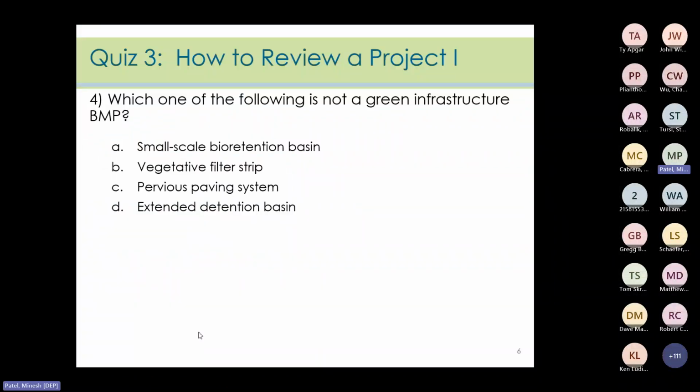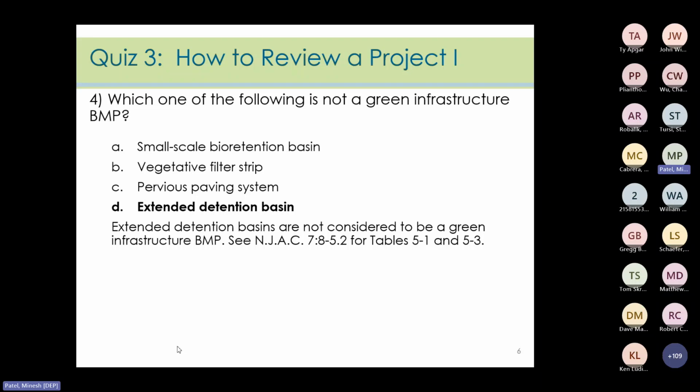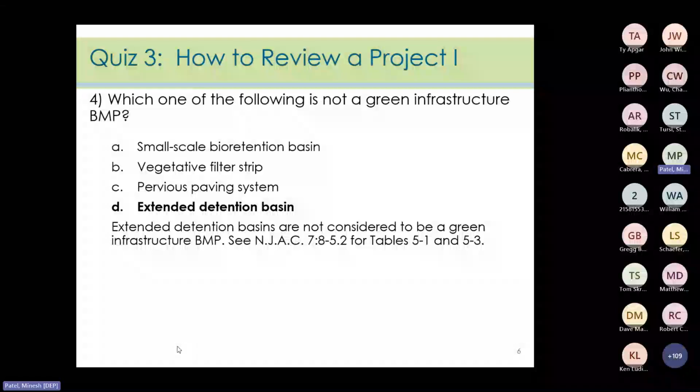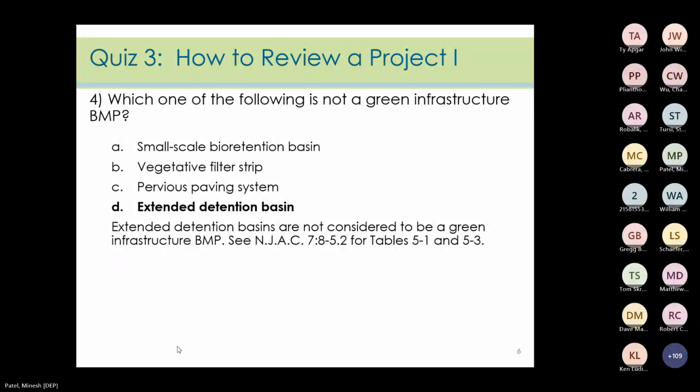We're going to start with question number 4. Which one of the following is not a green infrastructure BMP? And the answer to this is D, the extended detention basin. These type of BMPs are found in Chapter 11 of the BMP manual and are not considered to be GI. Small-scale bioretention basins, vegetative filter strips, and pervious paving systems are all green infrastructure BMPs, and they're all found in Chapter 9 and Table 5-1 of the BMP manual.